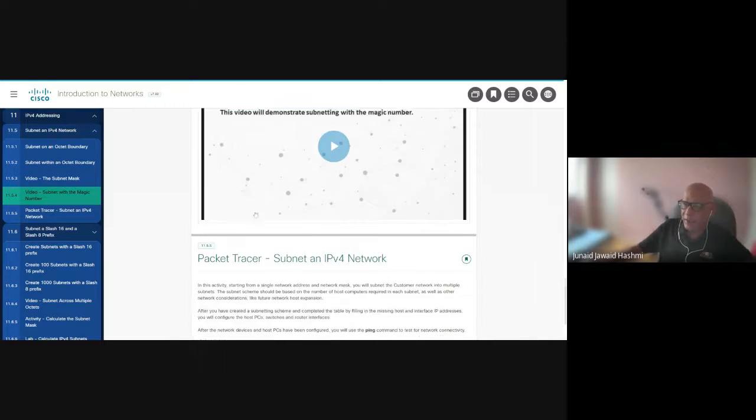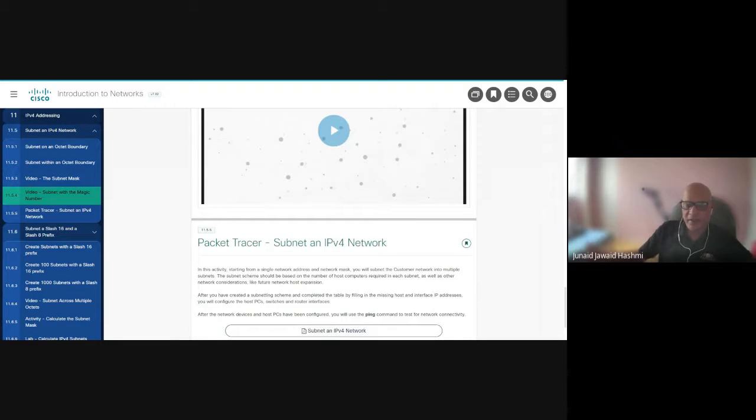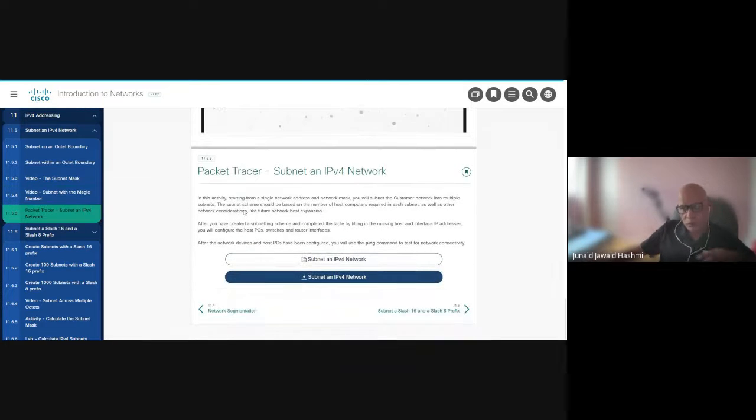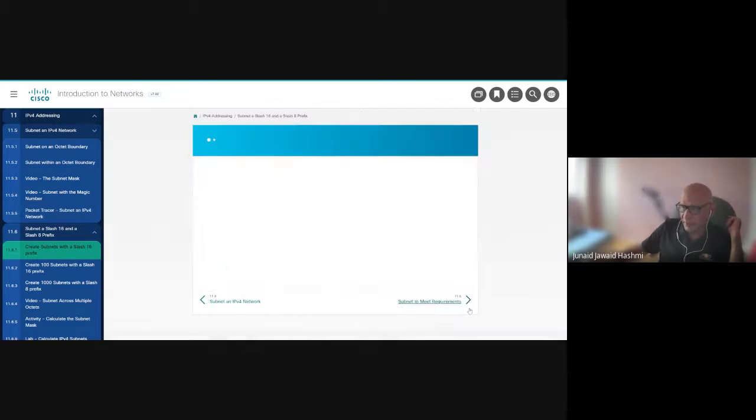Yes, so in a nutshell, subnetting is borrowing bits from the host portion and adding it to the network portion. So you have more network IDs, so you can assign these network IDs to different subnets. All right. And there are other parts.